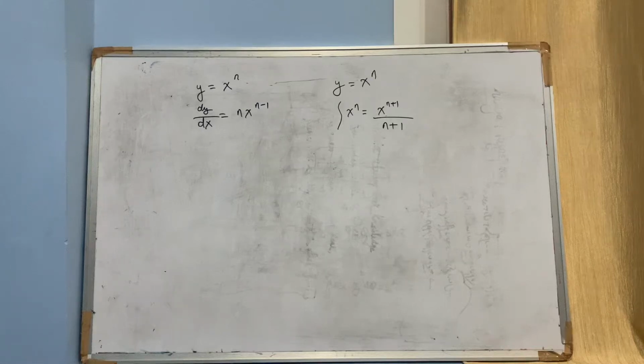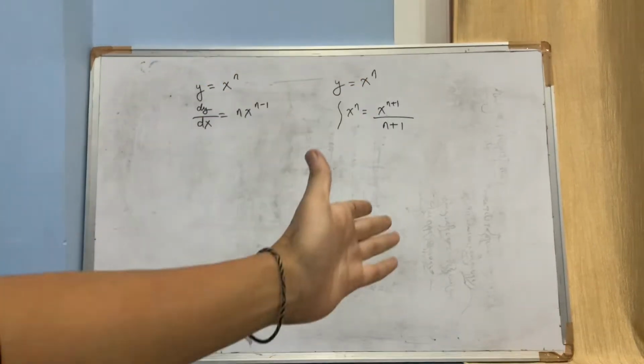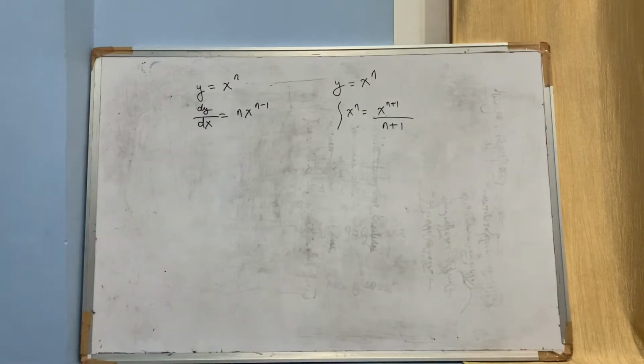Hello guys, let's talk about differentiation and integration. What is the reason that the formula is like this? y is equal to x^n, and the integration formula is this, and the differentiation formula is this. Let's move on to the board.